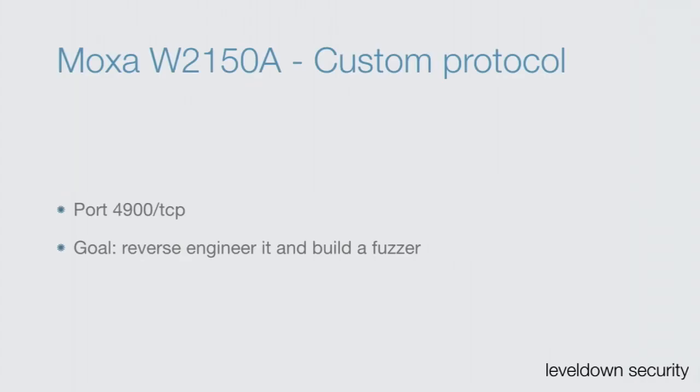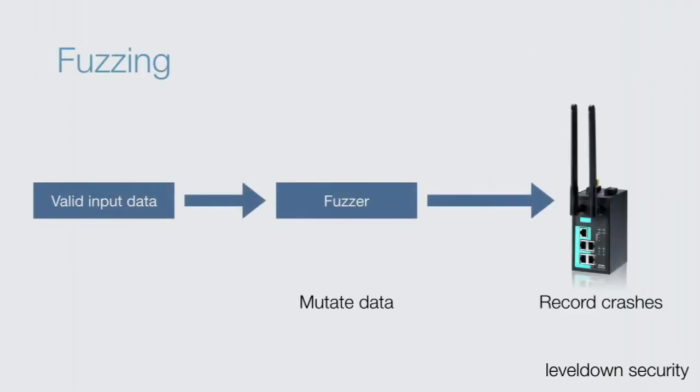And so I decided to look at this custom protocol that is used for firmware upgrades, and my goal was to reverse engineer it and build a fuzzer. The goal of a fuzzer is to basically take valid input data, mutate it in some way, send it to the device and see if it crashes. And because we already got code execution on the device via the serial interface, we can also basically start handling all these crashes and immediately get great intelligence of the crashes.